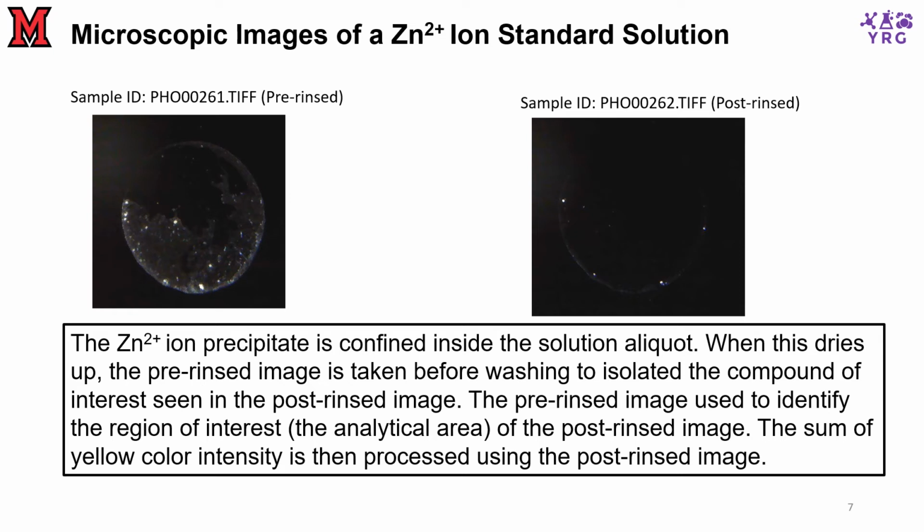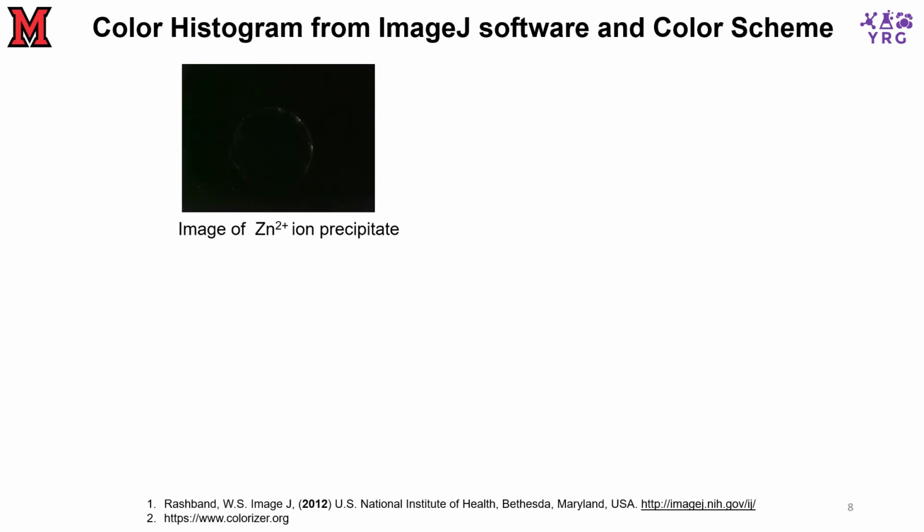As you can see, the outline of the post-rinse image is very faint and very difficult to identify. And so the pre-rinse image outline helps students to identify the outline for the post-rinse image. The sum of the yellow color intensity is then processed using the post-rinse image.